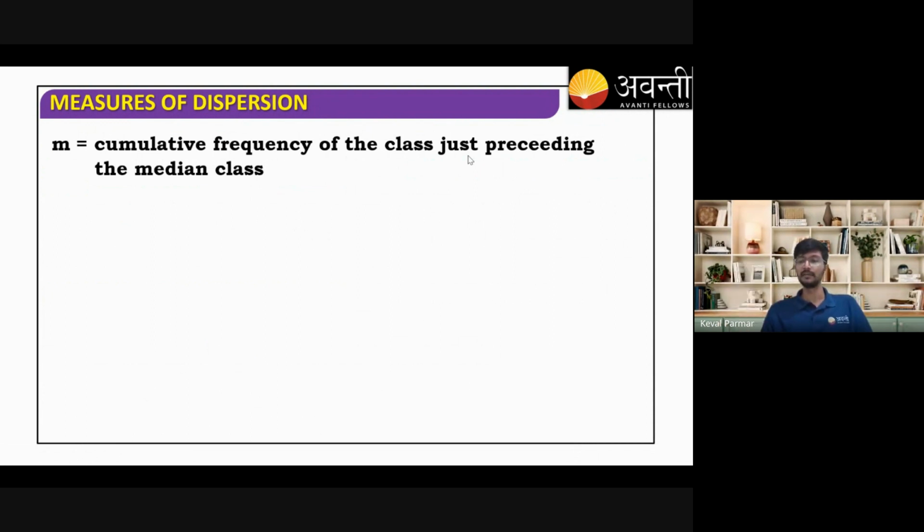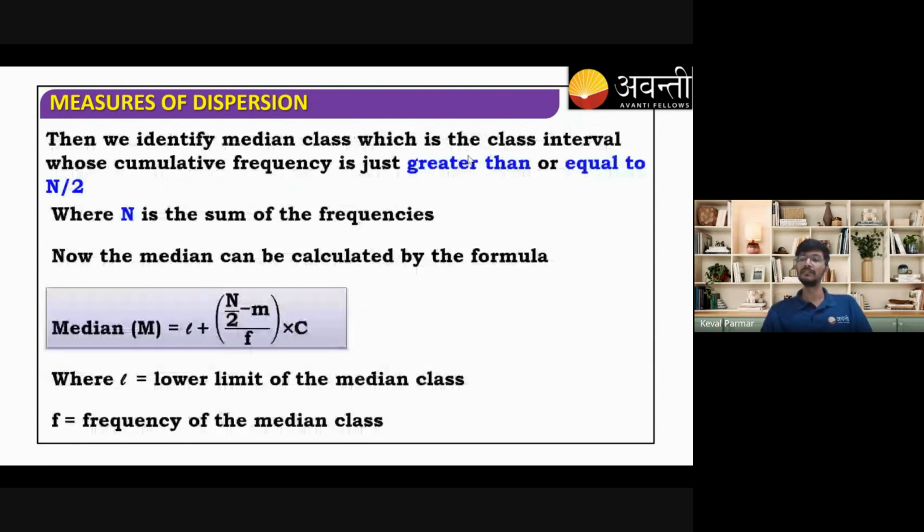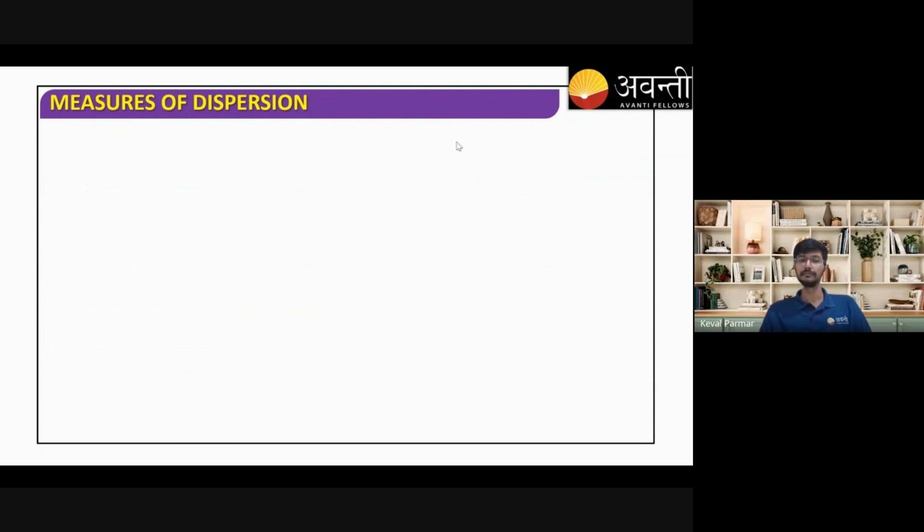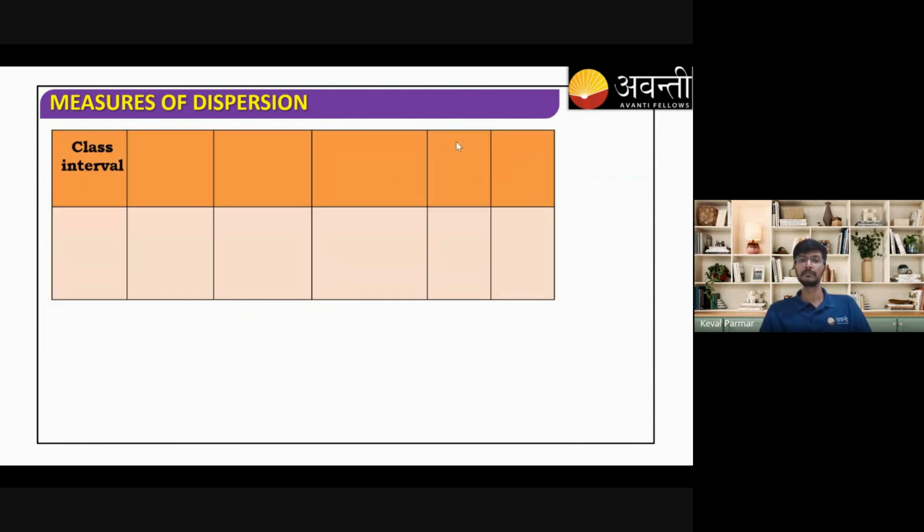Correct, guys? So we just need to know L and M. What was L? Lower limit of the median class. What is M? Cumulative frequency of the class preceding, meaning before the median class. C is the width of class interval. So we'll get class interval and frequency; these two will be given in the question itself.